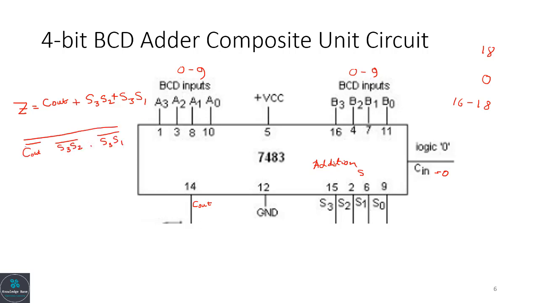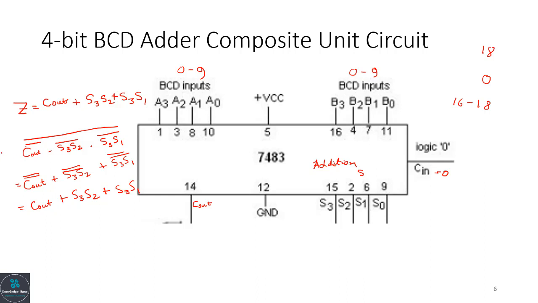Now we are going to prove that this expression and this expression are equivalent by using Boolean algebra. So we can write this as Cout double complement or S3 S2 double complement or S3 S1 double complement. Now, we get Cout or S3 S2 or S3 S1. So you can see that this one and this one are equivalent.